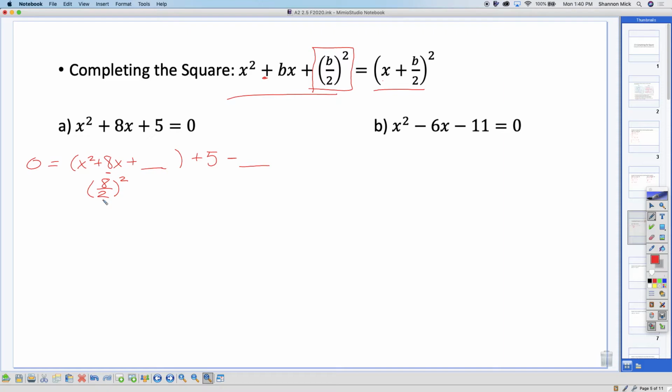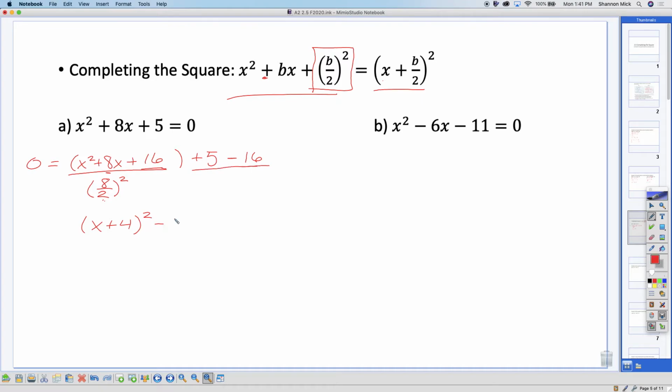Yes. Okay, so 8 over 2 is what? 4. Squared is? 16. So I'm going to add 16 and subtract 16. Because I added 16 and subtracted 16, did I really add anything to this equation? No. So now I factor this. Factors of 16 that add to 8 are what? 4. But what's 8 over 2? 4. So we get x plus 4 quantity squared. And what's this? Minus 11.